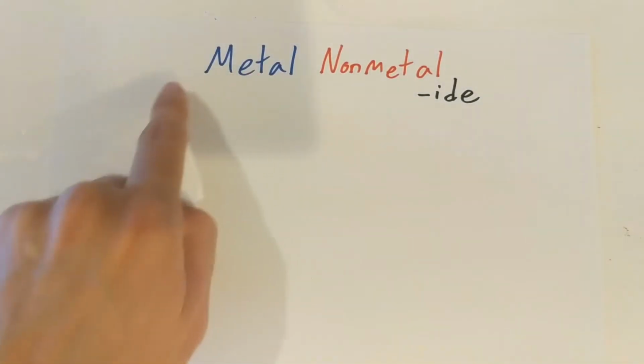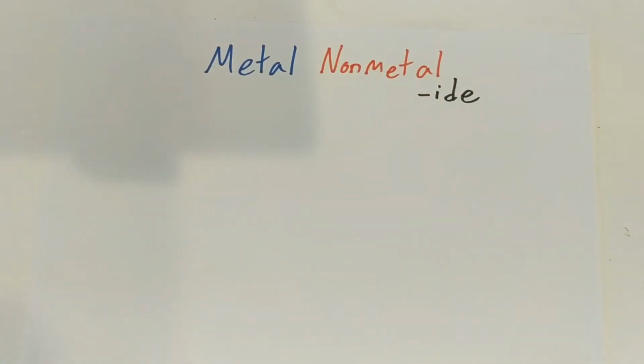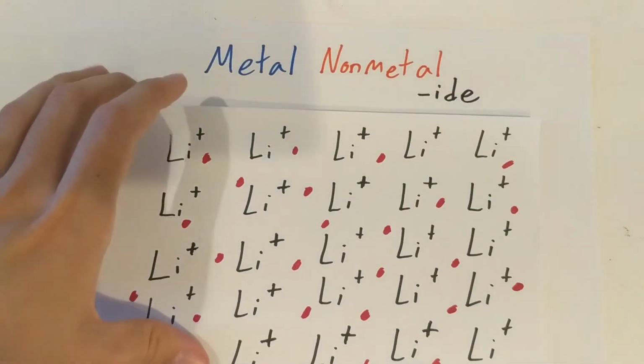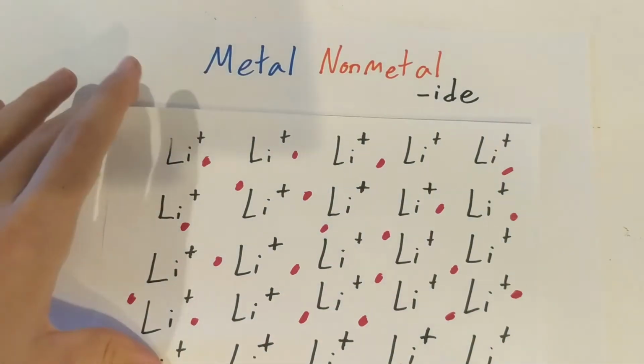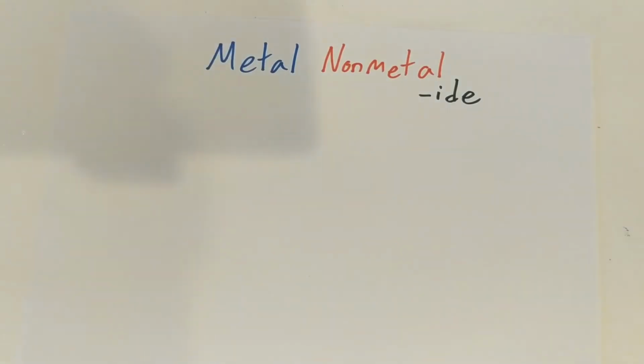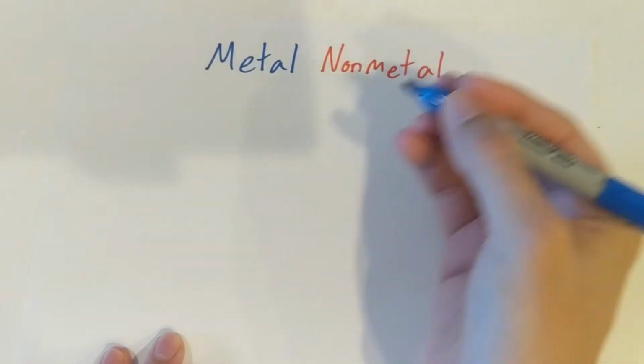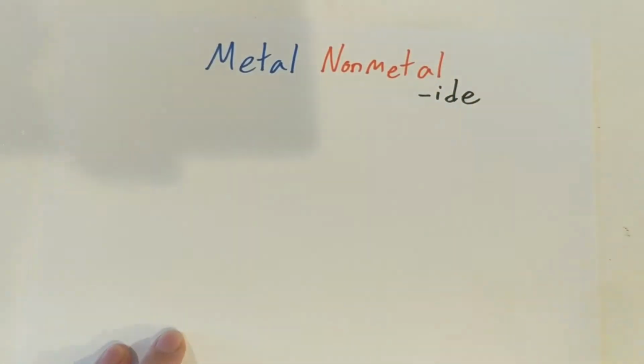So the metal stays the same because if you remember in metallic bonding, our metals wanted to lose their valence electrons. In ionic bonding, our metal wants to lose its valence electrons. Metals always want to lose their valence electrons no matter what. So nothing's really changing here. They're still doing their same thing. So it will be just the metal.